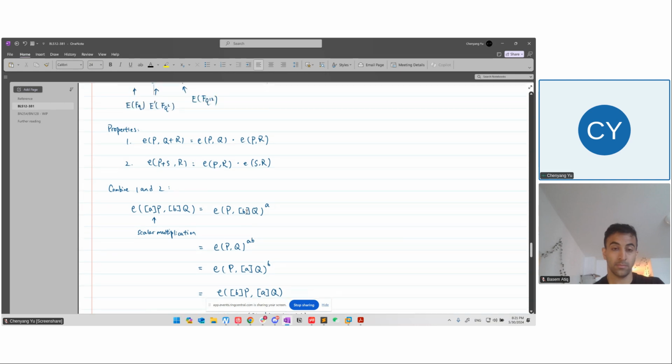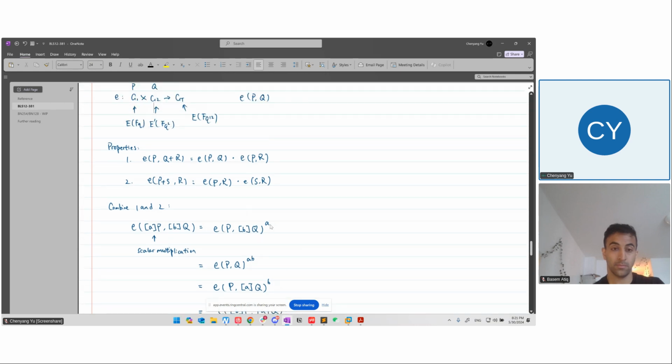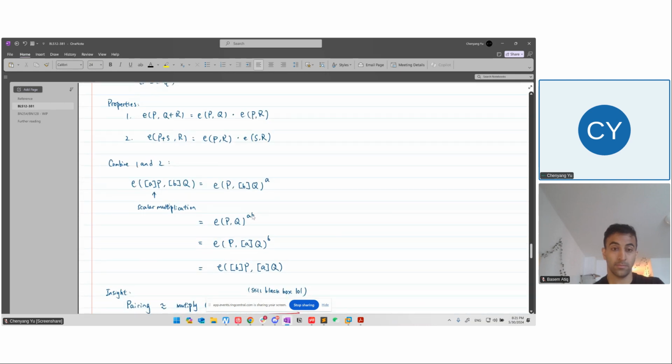And then the funny thing here is you can just take this A down to the other component here. So A was on the left, now it is on the right. Yeah, this is pretty interesting. And you can bring this B back to the other.